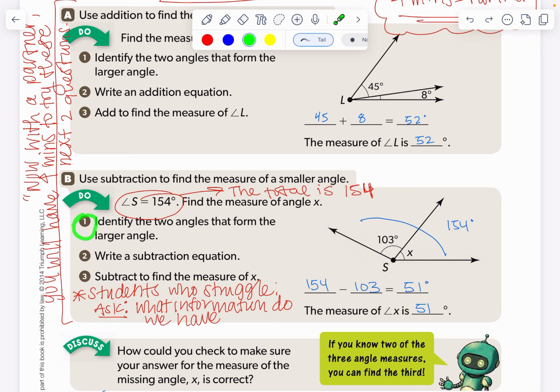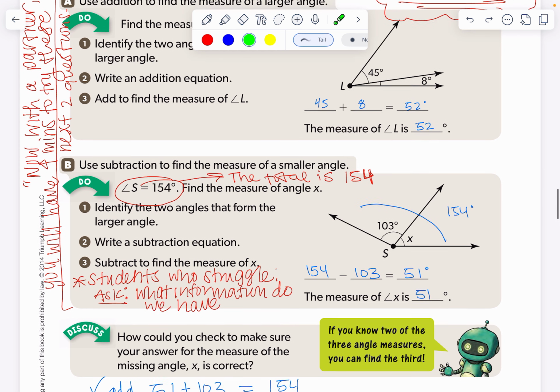Then it tells us to identify the two angles that form the larger angle. We have 103, and then we have an unknown of x. Then it tells us to write a subtraction equation. So our larger angle minus one of our smaller angles will give us our missing angle measure of 51 degrees, meaning that angle x is equal to 51 degrees.